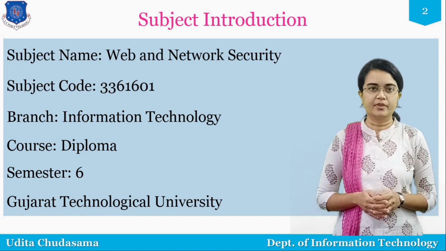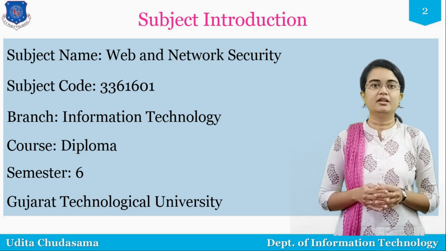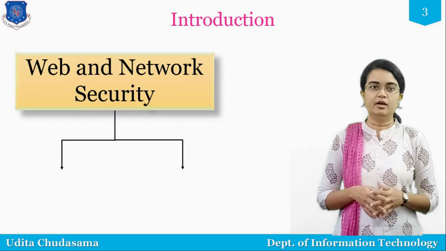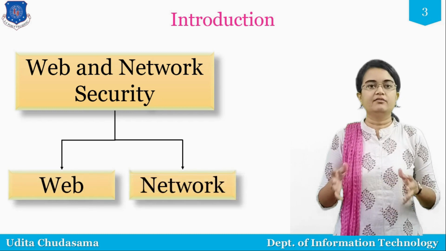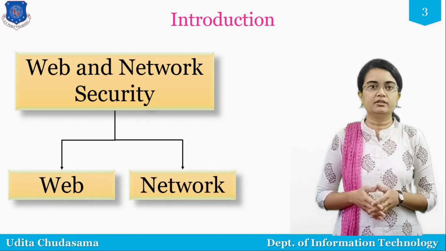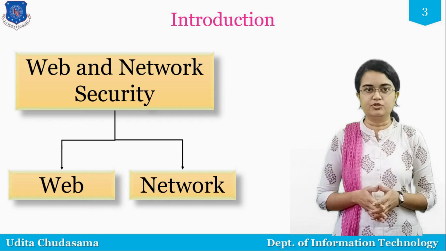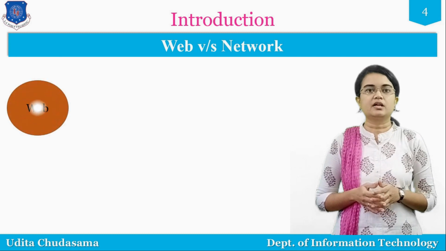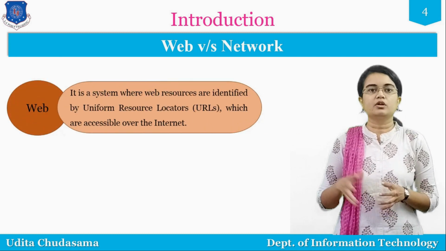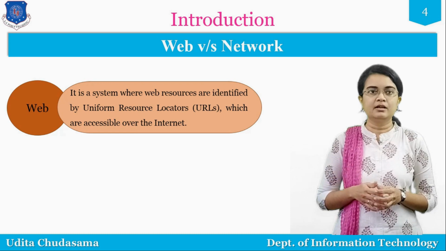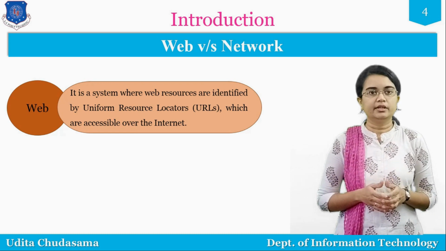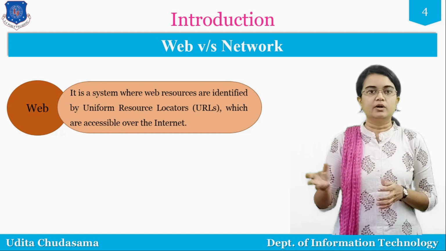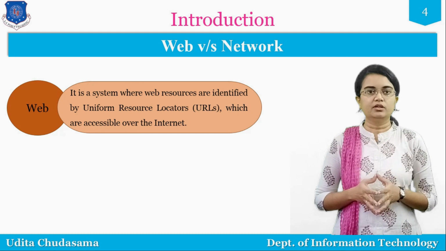Now before knowing about the syllabus of this particular subject, we must know the meaning of the title of this subject. The subject includes Web and Network Security, which represents two different entities. First is Web and second is Network, and having network security and web security together will assemble this whole subject. So if we define web, it is a system where web resources are identified by uniform resource locators, that are our URLs, which are accessible over the internet, which generally we write as www.url. The whole URL will be described over there.